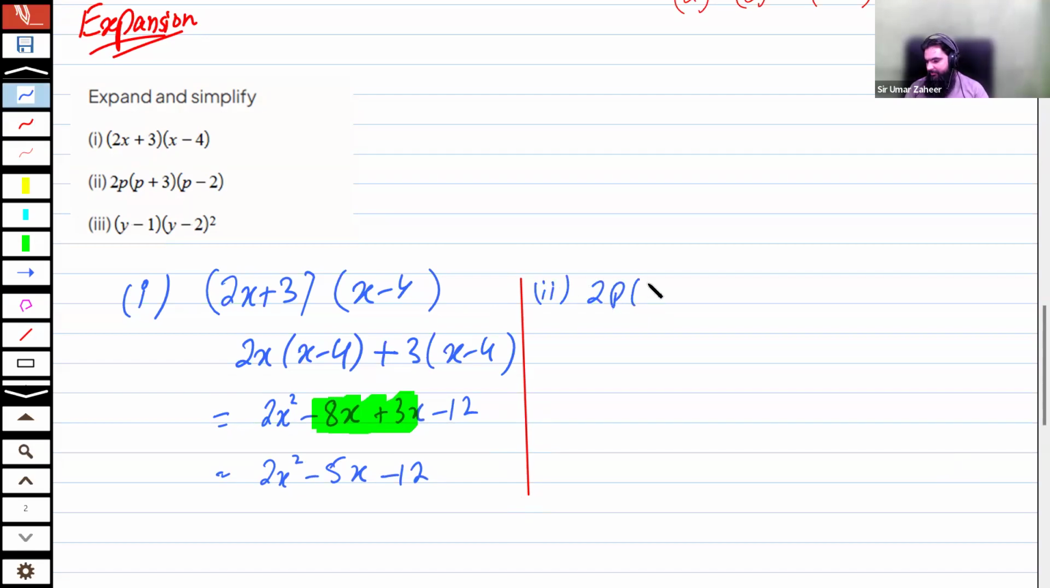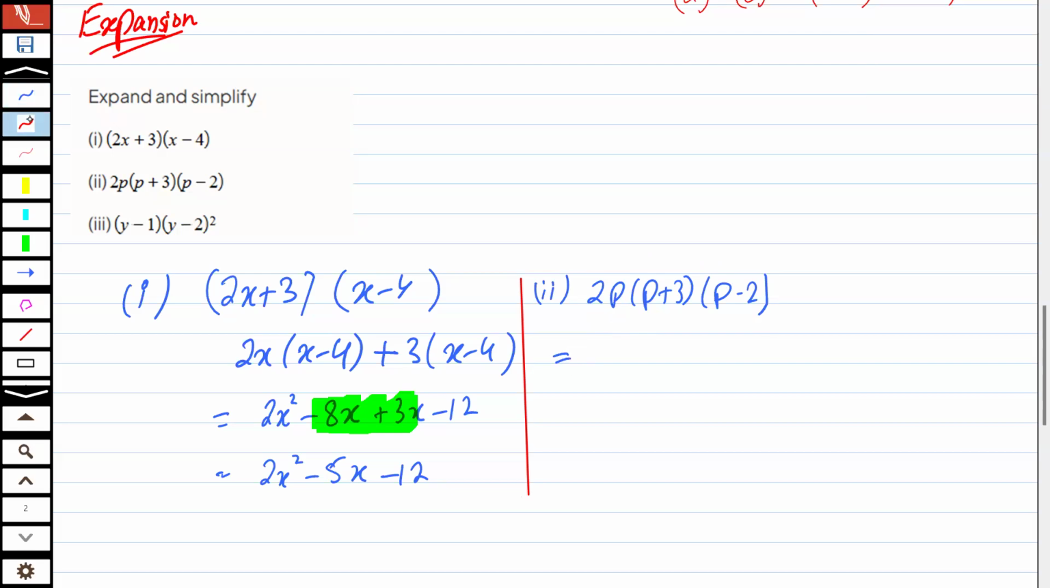In the second question, we have three expressions that need to be multiplied. We have 2p multiplied by p plus 3 into p minus 2. Zimal, how will you multiply? You're basically going to do 2p multiplied by the first bracket, and then multiply that new expression with the second bracket, and then add the similar terms, and that's it.